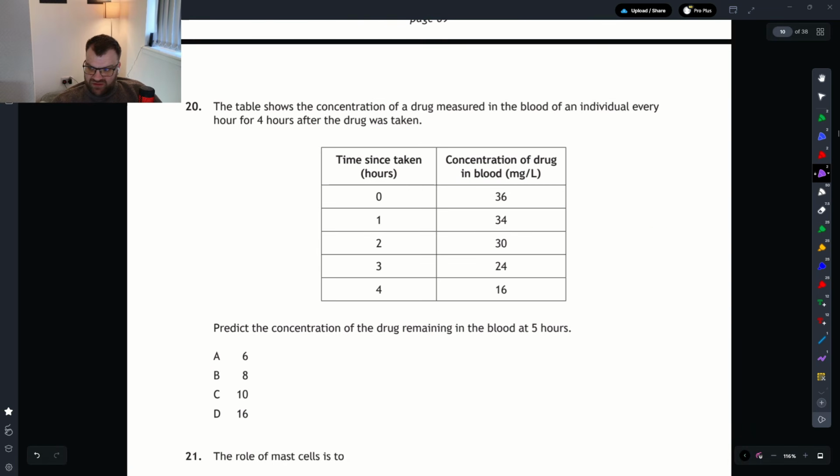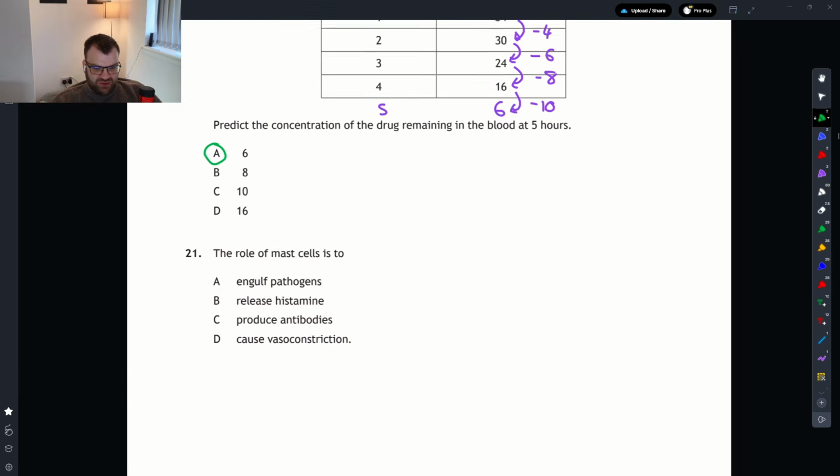Next one, we're asked about predicting levels of drugs in a system. What's happening? So every minute, here we're losing 2, we're losing 4, we're losing 6, we're losing 8. So if it consistently was broken down, we would expect minus 10, which would give you 6, which would give you an answer of A. So look for the pattern, follow the pattern, get your answer. Sometimes questions might have the exact same number every time, or the gap might be getting smaller, so you just want to fit your pattern as best you possibly can.